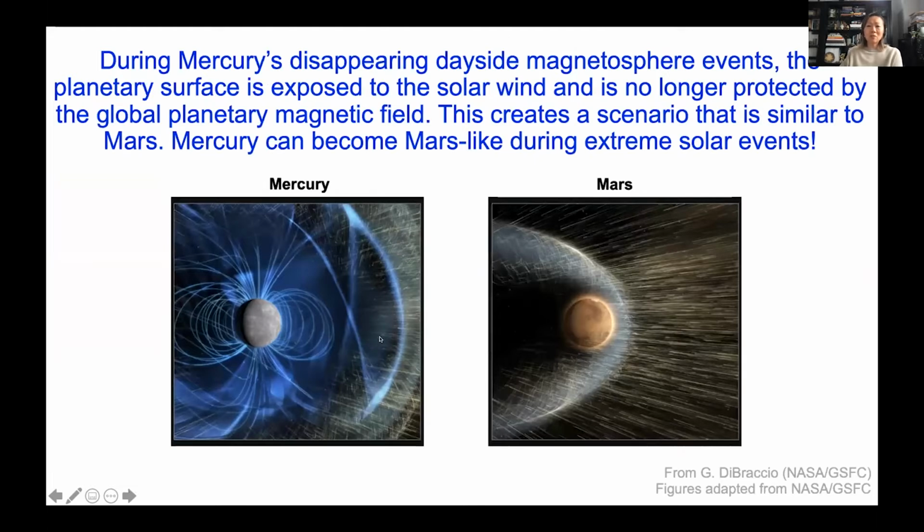So the disappearing magnetosphere day-side events, what that means is that the solar wind is having direct access to the surface, because Mercury is no longer protected by its global magnetic field. And so this actually creates an interesting scenario where Mercury becomes Mars-like, as Jean DeBrasher has pointed out in previous talks that she has given. And so I think that's really cool.